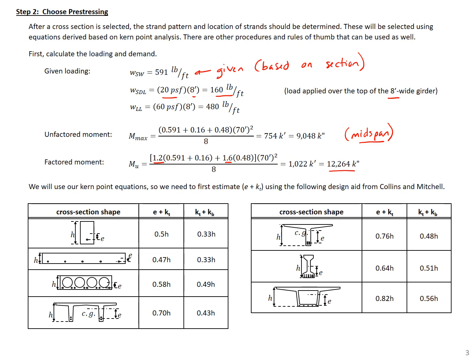Next, for our kern point analysis to figure out our prestressing and the amount of prestressing we need, we'll need some estimated values for e plus kt based on our cross-section shape. So from Collins and Mitchell, we can look at the table that I show here. And for a double T section, we'll use an initial value of e plus kt of 0.7h. So we're going to use this in a design equation that I show on the next slides.